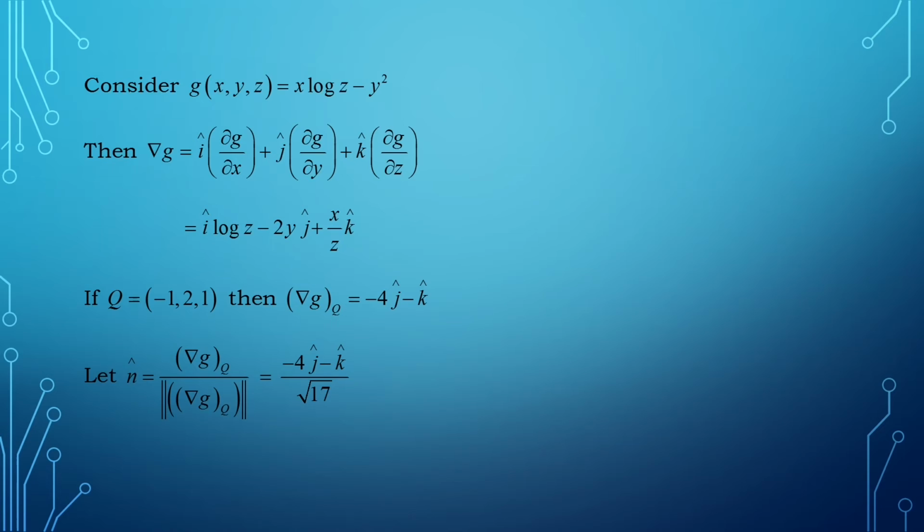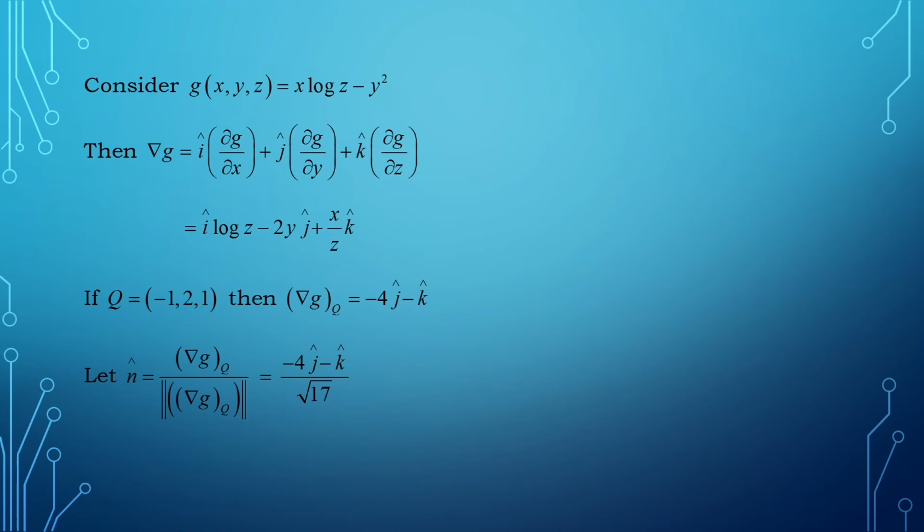Now, we have to take Q equals (-1, 2, 1). So here the x value is -1, the y value is 2, and the z value is 1. We have to plug in these values in del G. Here we need to find del G. Del G equals i cap dou G by dou x plus j cap dou G by dou y plus k cap dou G by dou z.